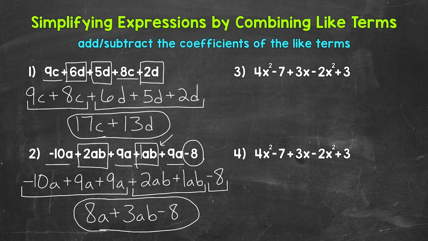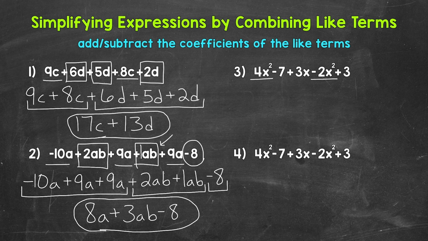So do we have any like terms that we can combine? Yes, we have 4x squared and negative 2x squared. Both of these terms have the same variable of x to the same power of 2. So 4x squared and negative 2x squared. Remember, a term takes the sign that's in front of it, so that's negative 2x squared. Do we have any other like terms that we can combine?